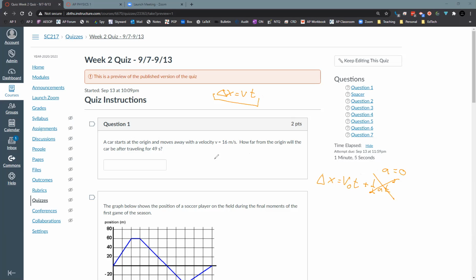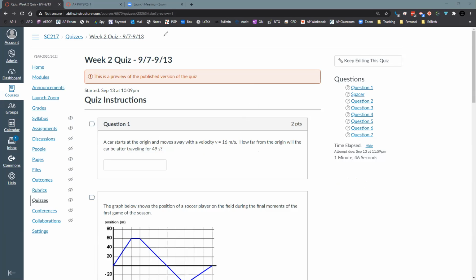So for problem 1, I have a car that starts at the origin. Origin just means its initial position. Its x naught is 0 and it moves away with a velocity of 16 meters per second. How far away will it be after 49 seconds? So this is just delta x equals v times t. With the numbers I have been given, it would be 16 times 49, which would be 784 meters. Now, again, different numbers, but to double check, just take this number, multiply it by this number, and you should be good to go.